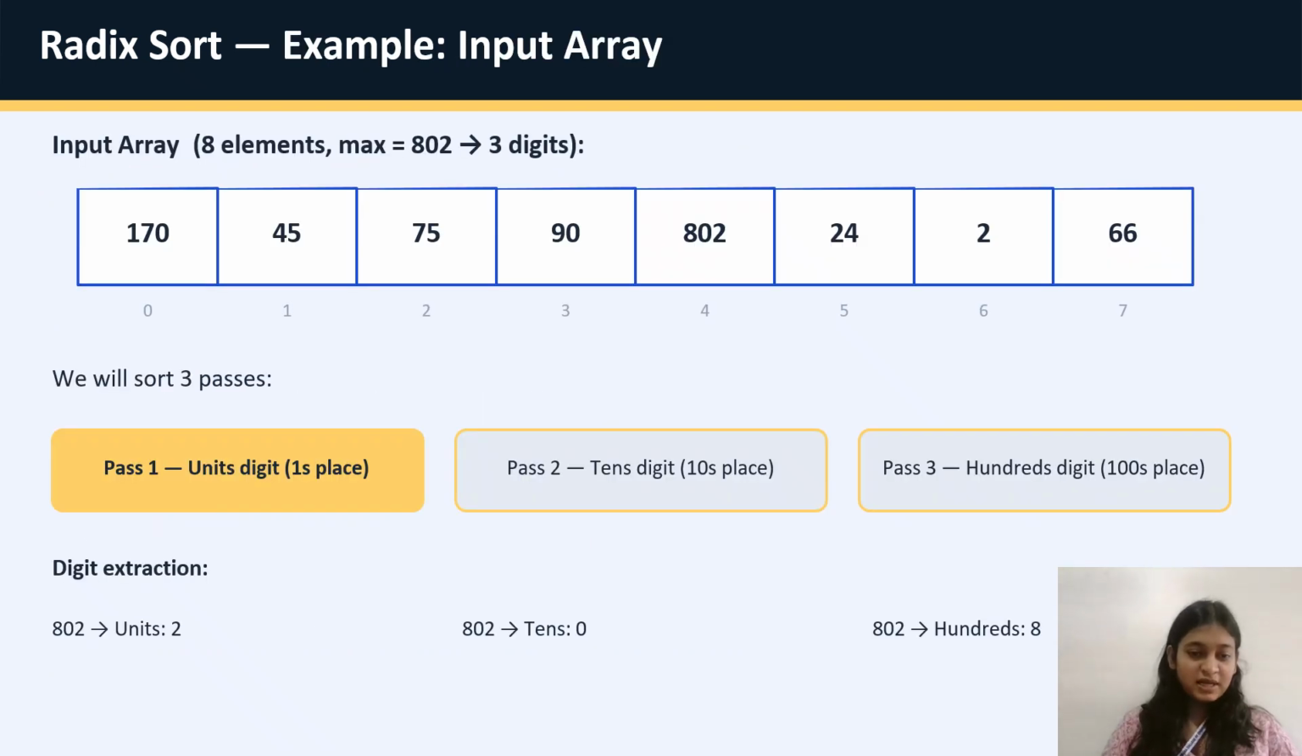Now I'm going to explain the example. We are taking an input array of 8 elements: 170, 45, 75, 90, 802, 24, 2 and 66. And here the maximum element is 802, which has 3 digits. First we have to sort in 3 phases: pass 1 on the unit digit, pass 2 on the tens digit, and pass 3 on the hundreds digit.